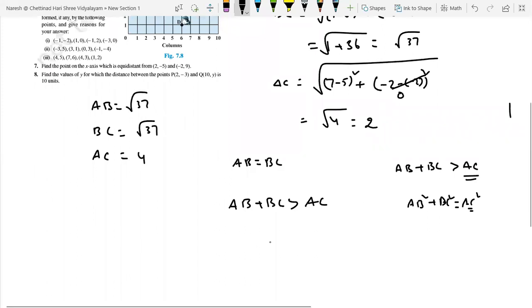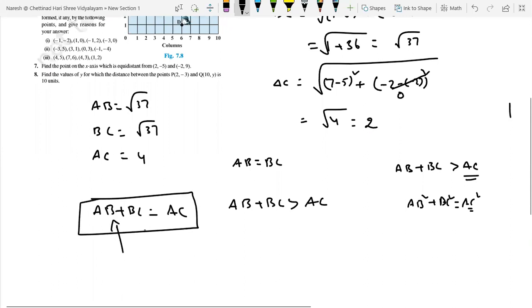Why? Suppose AB plus BC becomes the third side. In this case, this condition refers to collinear points, because this is AB, BC. If both the sides are the same, it may be collinear. So in a triangle, the sum of the two sides is never less than or equal to the remaining side. That's the reason I am going to show both the conditions.